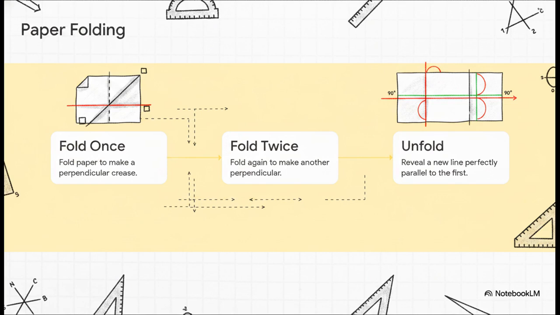Step 1, fold it to make a crisp, perpendicular crease. Step 2, now using that exact crease as your baseline, fold the paper again to make a second perpendicular line. Step 3, unfold the whole thing. What you have just revealed is a brand new line perfectly parallel to the first one. Why does this work? Because you physically created two 90-degree corresponding angles, and as we just learned, if the corresponding angles are equal, the lines are absolutely guaranteed to be parallel. You literally constructed parallel lines with your bare hands.